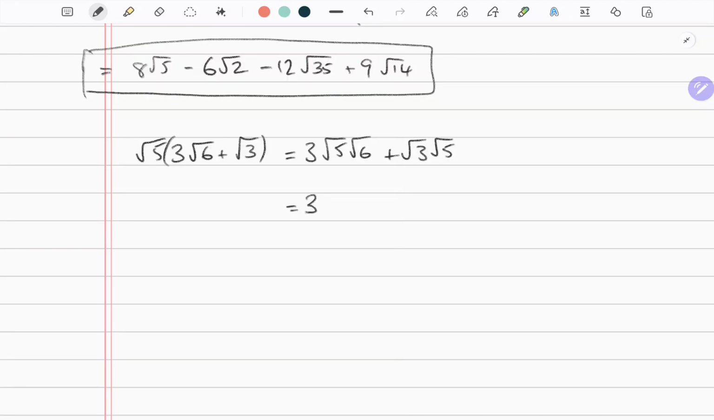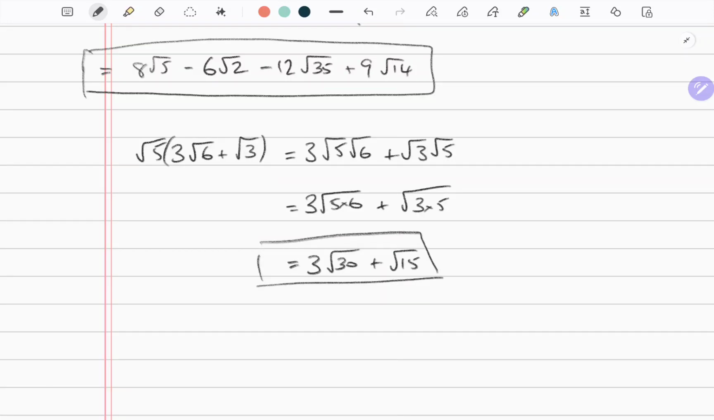and then we can use the rule that we are familiar with, open up that square root and put the 5 multiplied by the 6 underneath it, and then we can do the same here. And so we're left with 3 square root 30 plus square root 15. Again, there's nothing more we can do with that. Okay, so that's a couple of examples for you.